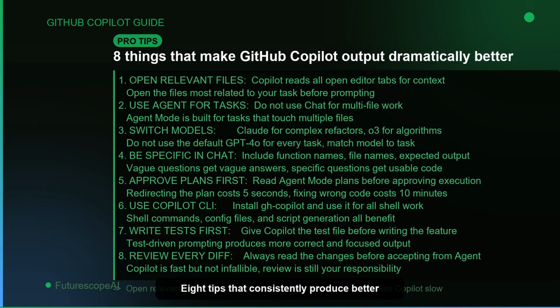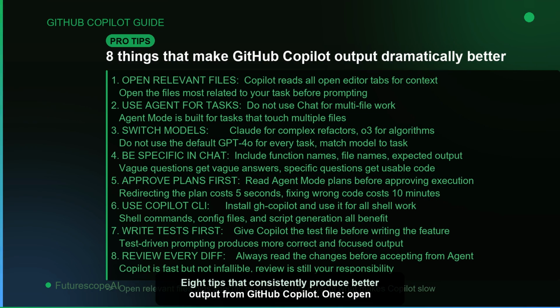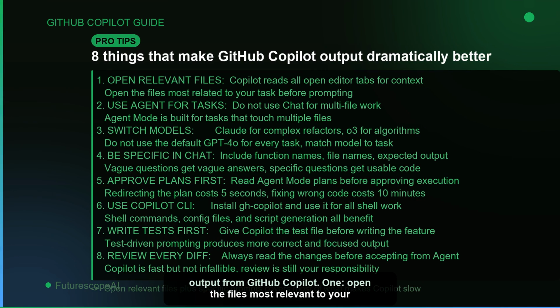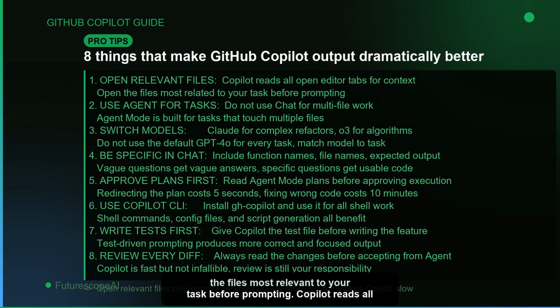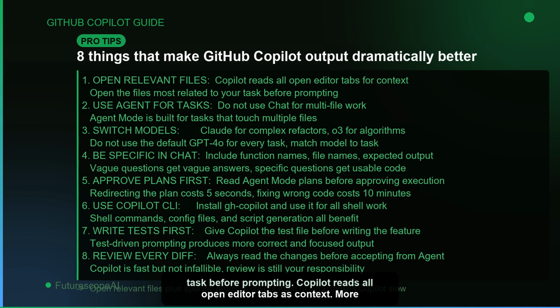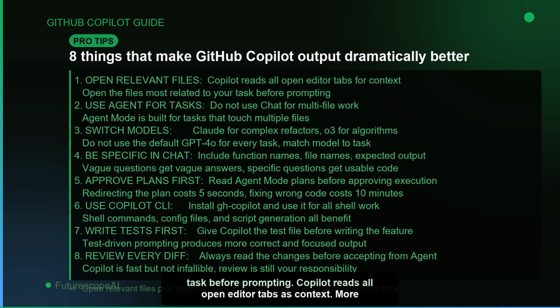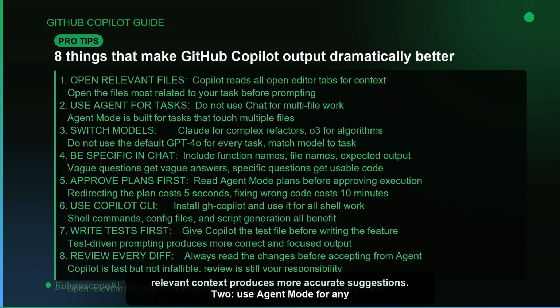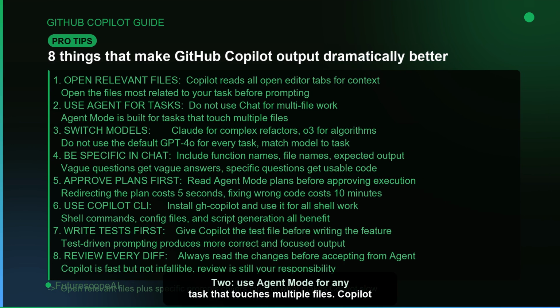8 tips that consistently produce better output from GitHub Copilot. 1. Open the files most relevant to your task before prompting. Copilot reads all open editor tabs as context. More relevant context produces more accurate suggestions. 2. Use agent mode for any task that touches multiple files. Copilot Chat is for questions. Agent mode is for tasks.